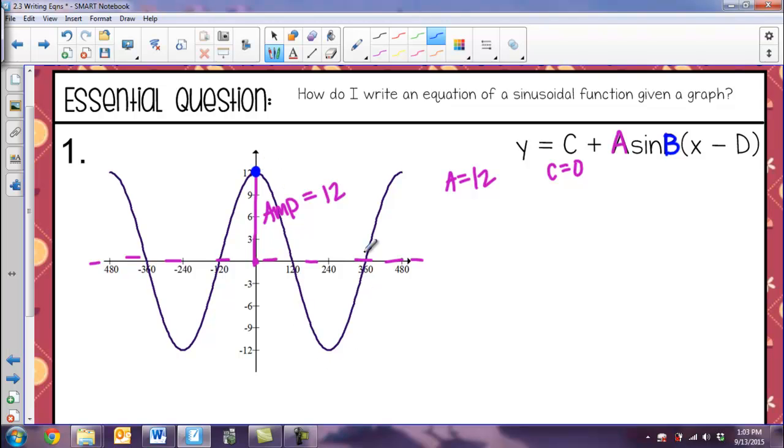So here we start, here it is. It's back at the same spot. So this right here is the length of one cycle. Here's my period. And so in this case, my period went from 0 to 480, so my period is 480 degrees.